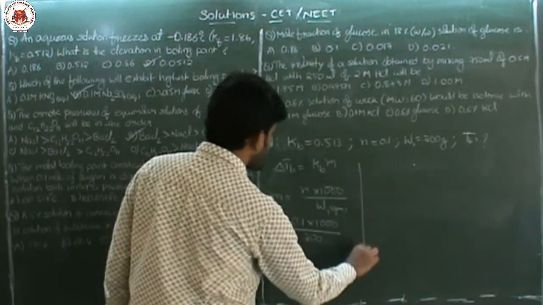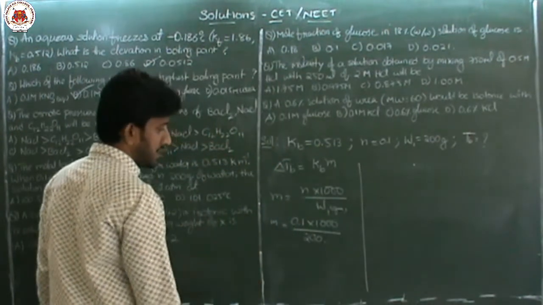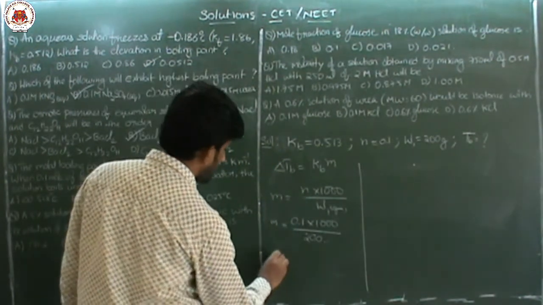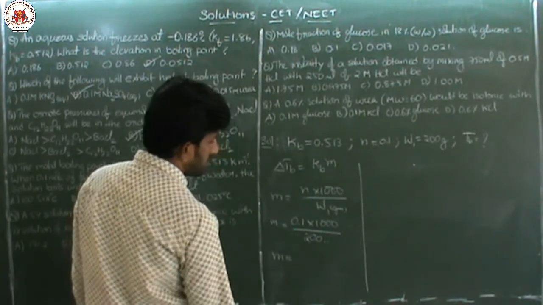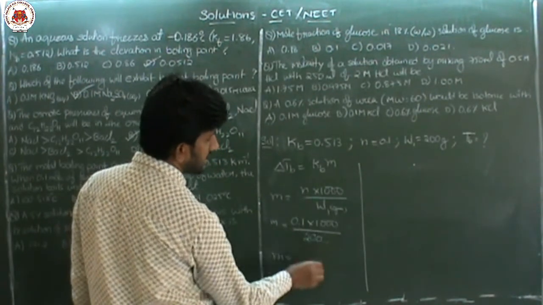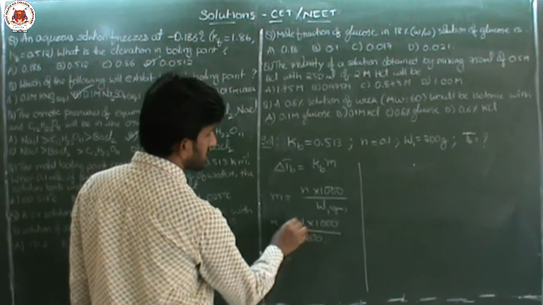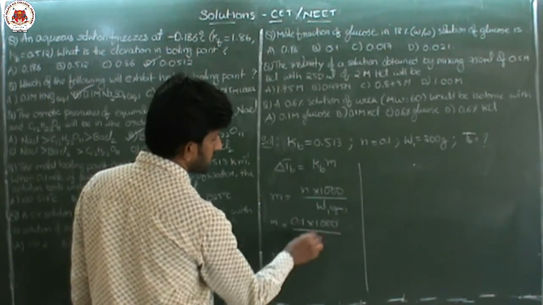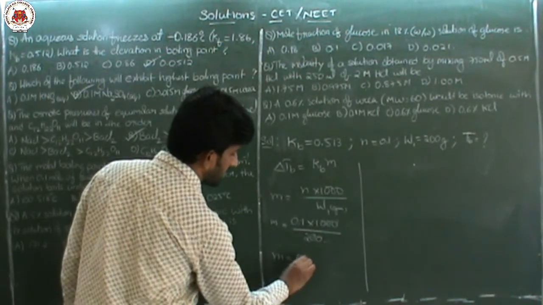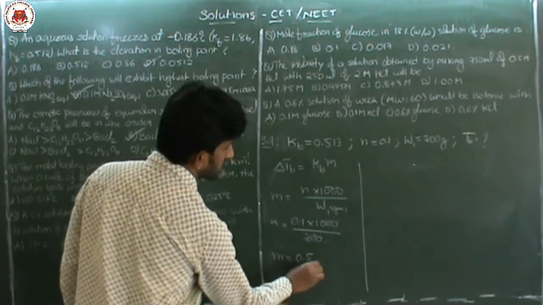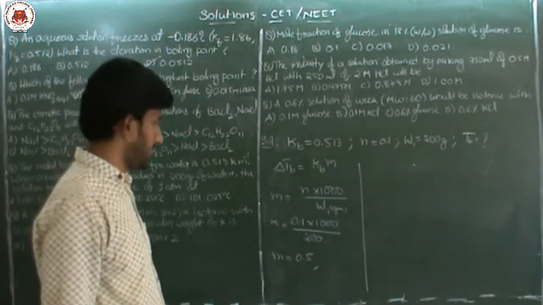This is the molarity formula, right? Now from this I can write, molarity is 0.1 into 1000 is 100, no? Okay, 100. That means this is cancelled. Then 2 zeros cancel. Means what is the molarity? 0.5 molar. Molarity is 0.5.